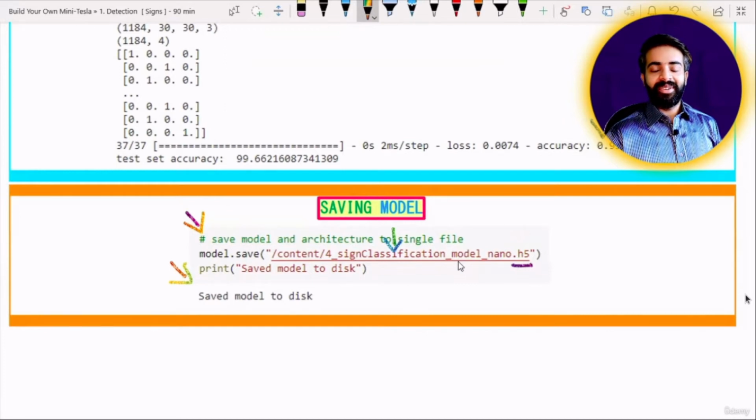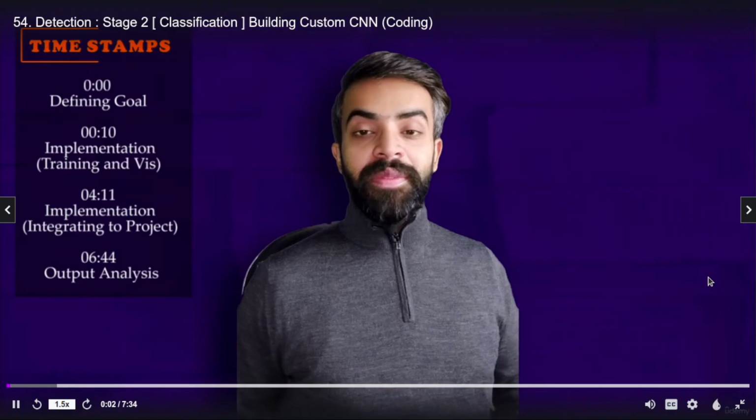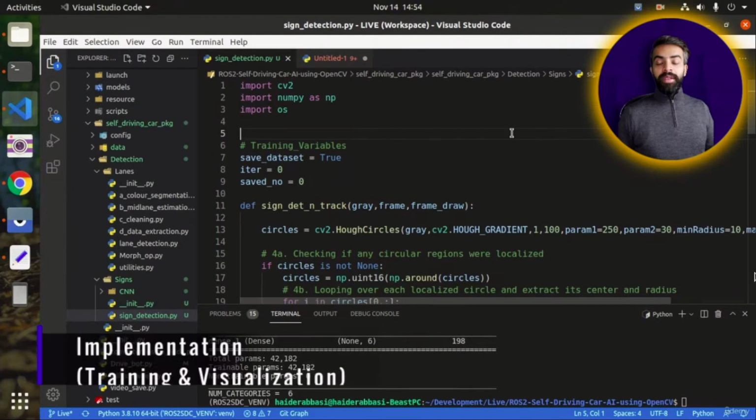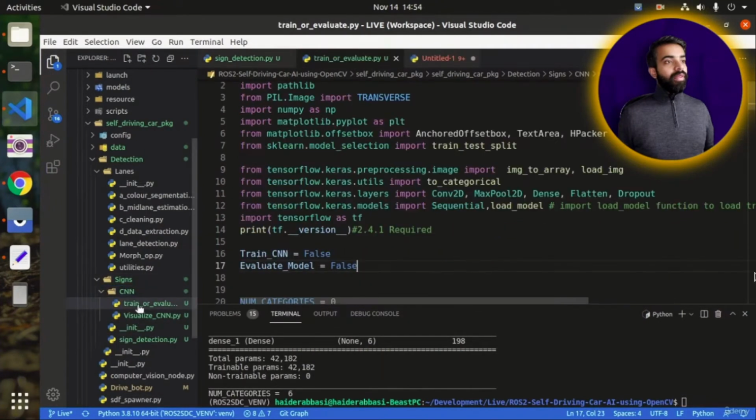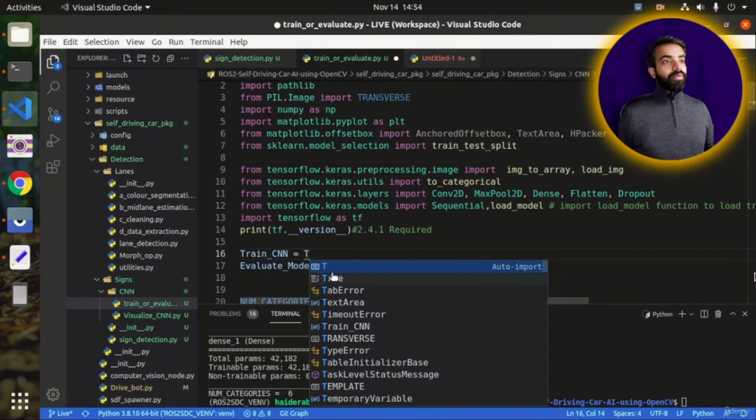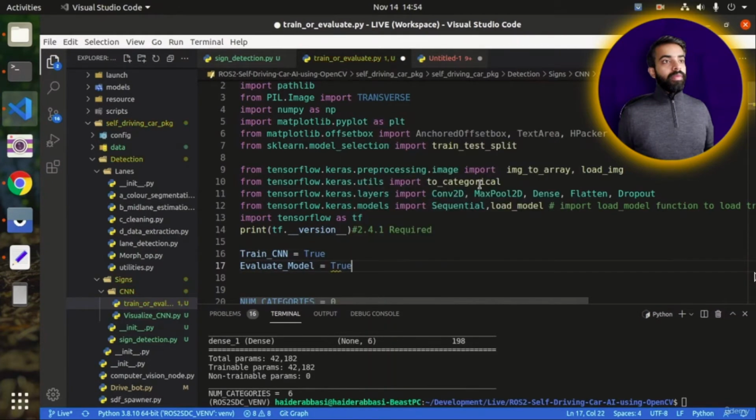Now let's try to test this out in real terms. Previously, we designed our CNN model. In this session, we are going to train and evaluate our model on the dataset that we have extracted earlier. All the scripts required are already placed inside the CNN folder inside the sign detection module. We start off by running the train or evaluate script, where we have 2 control variables, train and evaluate. As we want to do both, we set them both to true, and then run the script.